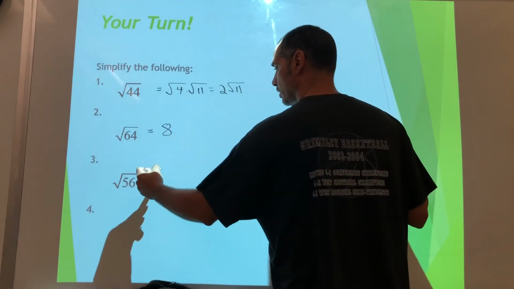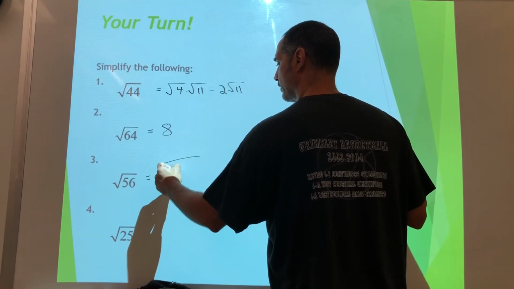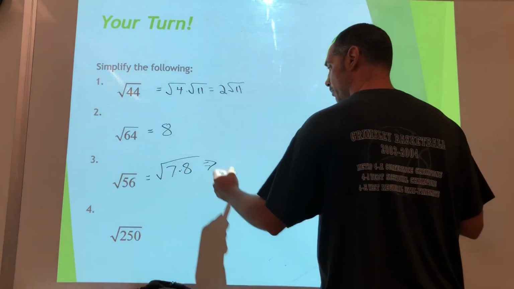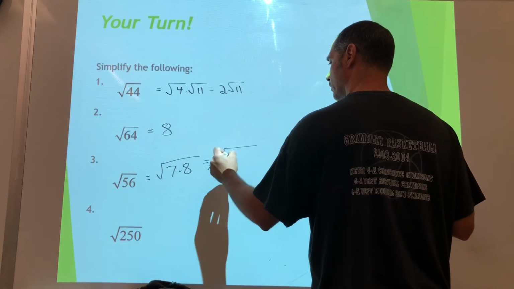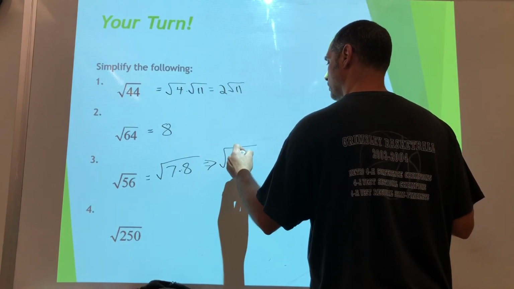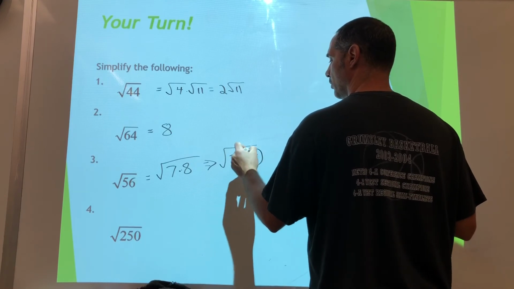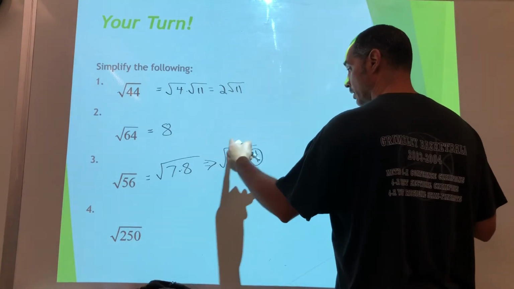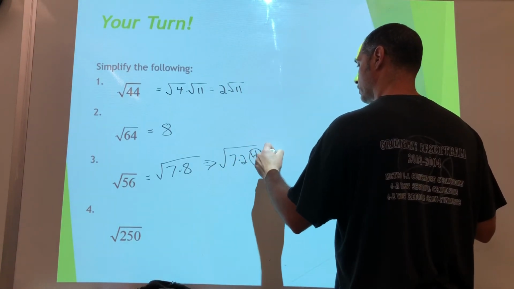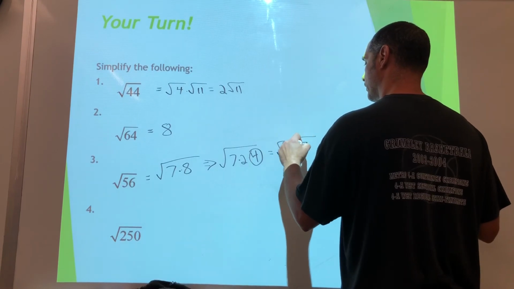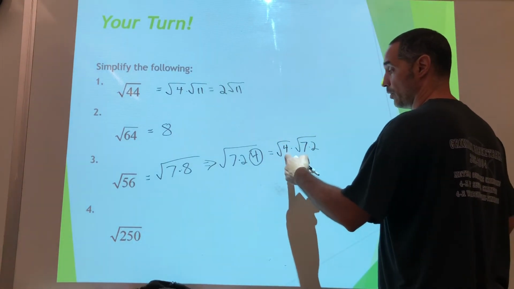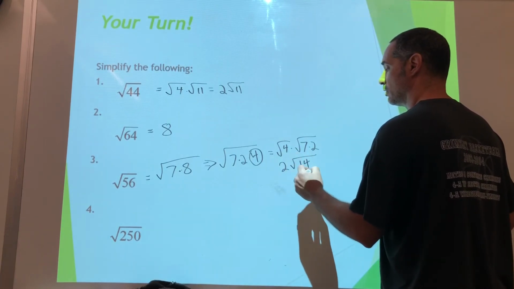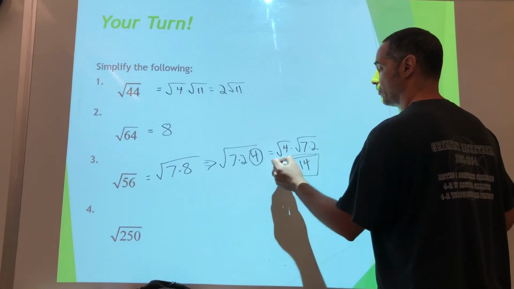56, a little more challenging. I think that you might recognize that that's 7 times 8, and now 8 breaks down again. 8 can break down to 2 times 4, so we have the square root of 7 times 2 times 4. But we're looking for the perfect square underneath. 4 is a perfect square, so we know that that's going to come out front. So let's show this. The square root of 4 times the square root of 7 times 2. Well, the square root of 4 is 2, so that's 2, and then 7 times 2 is 14. 2 square root of 14. So that would be my final answer.